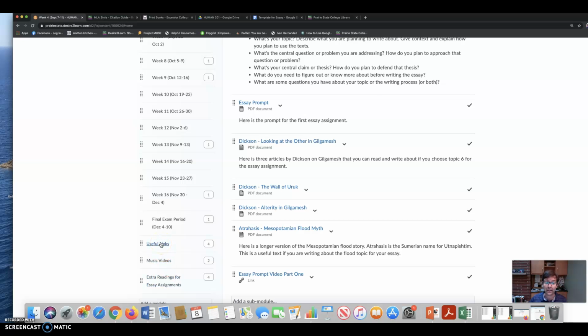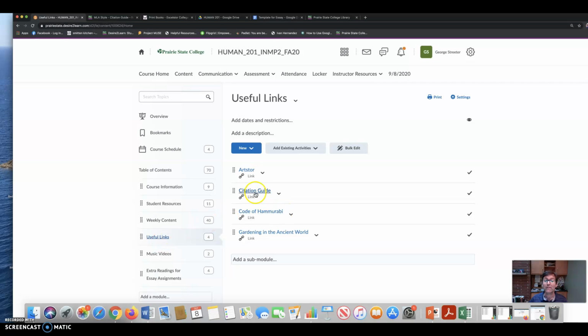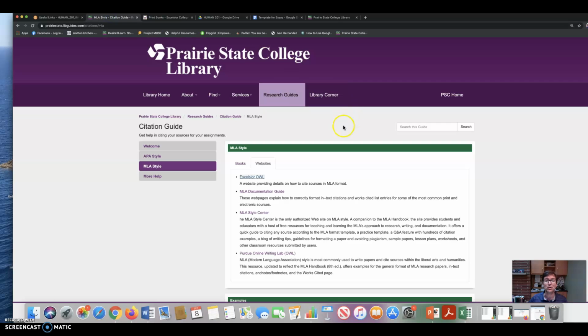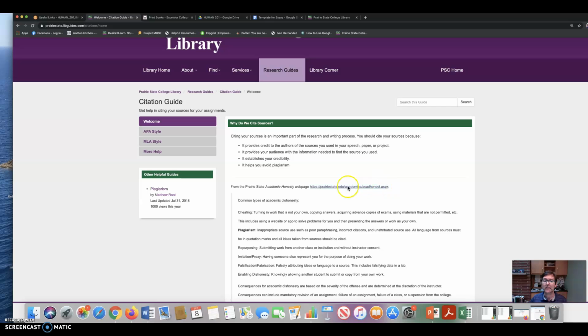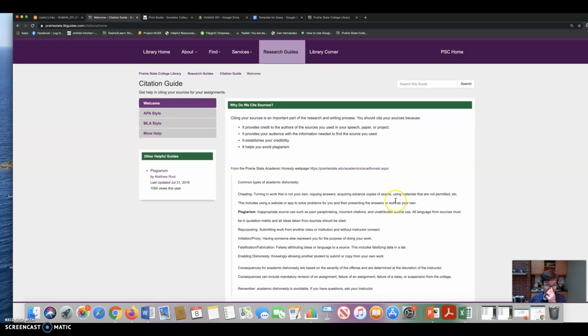And under useful links, we have a citation guide. Okay, so if you click that, it takes you to the Prairie State Library citation guide, which looks like this at the welcome. Talks about why we cite sources. It defines plagiarism and gives the kind of code of academic honesty for Prairie State College. Okay, these are things we can talk about. If you have questions about plagiarism and how to avoid plagiarism, you can read this web page. You can read what the library has provided here.